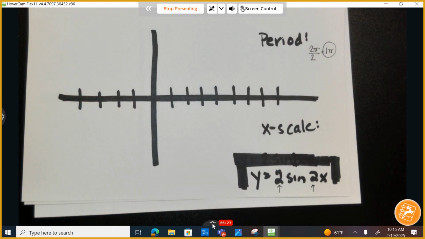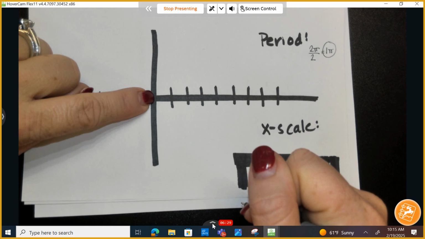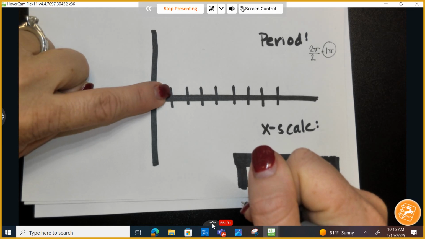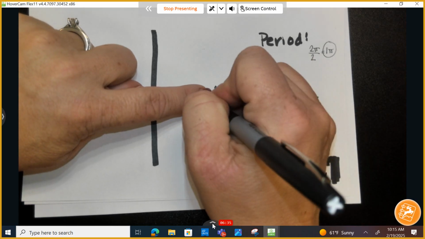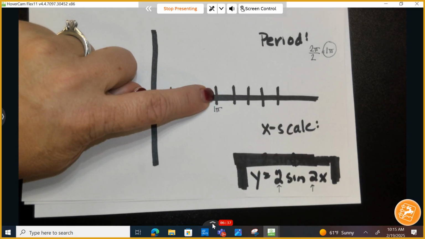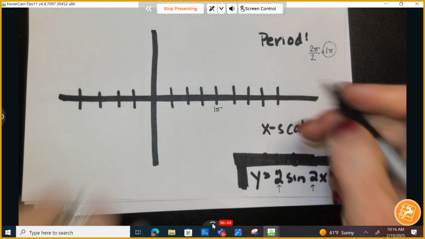What does that mean? That means after 4 steps, that's one cycle. So we start here. We're at start. This is step 0. So ready? Step 1. Do it with me on your desk. 2, 3, and 4. We should be at 1 pi. But I'm going to do 2 cycles to the right. So here's 5, 6, 7, and 8.